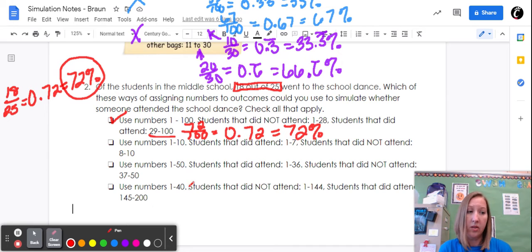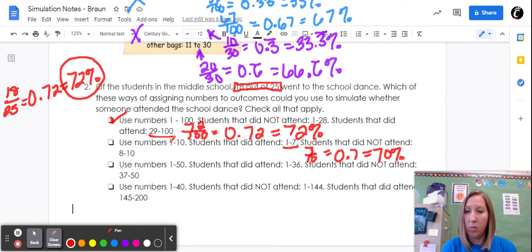Looking at the second one, it says use numbers 1 through 10. Students that did attend would be given the numbers 1 through 7, and students that did not attend would have the numbers 8 through 10. So we're looking at 1 through 7. That is 7 numbers out of our 10 numbers, so 7 over 10, which if I divide would be 0.7, which would be 70%. So that would not match up to our 72, so we're not going to check that one off.